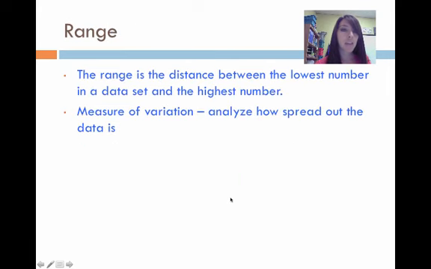And the range, again, write range on the left of your paper and the stuff in blue on the right side. It's just the distance between the lowest number in a set of data and the highest number in a set of data. And this is important. The range is a measure of variation. We use it to analyze how spread out the data is.